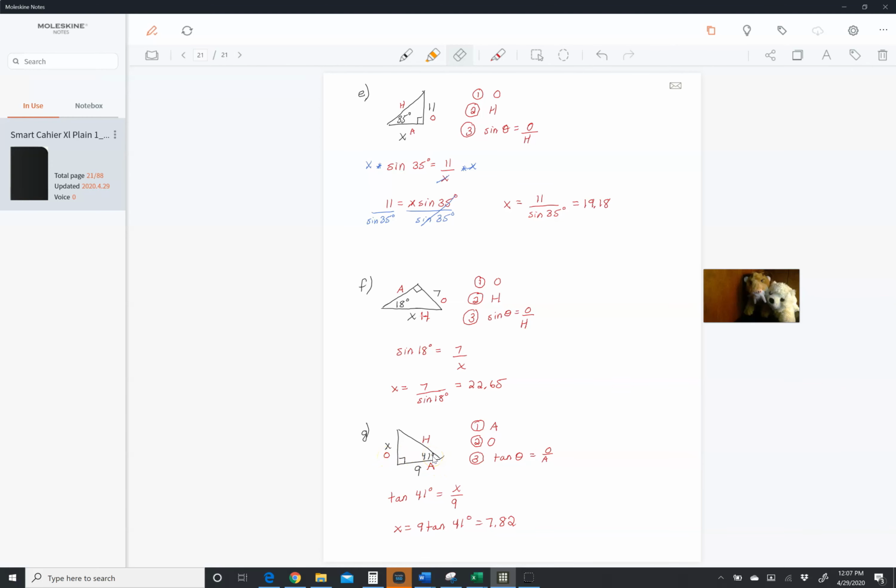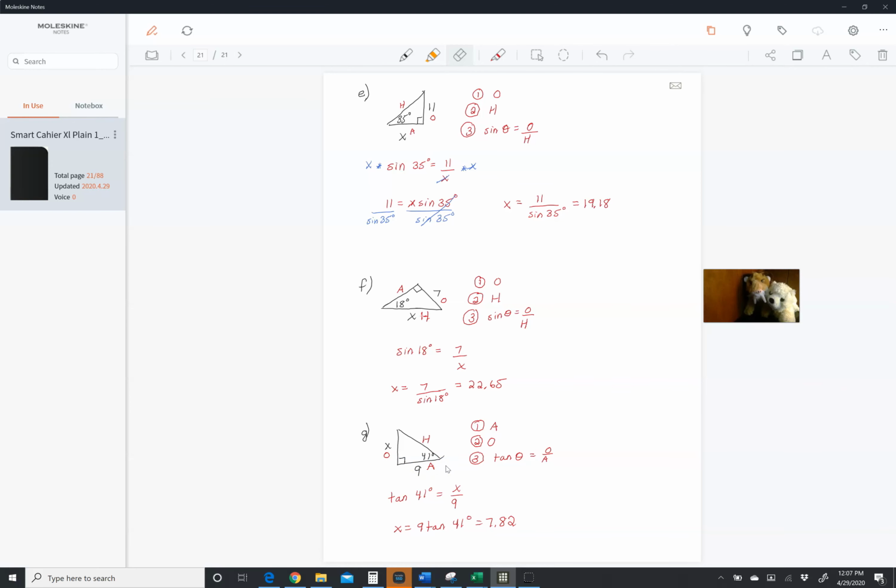And you could kind of see why that would be, that once you pass the 45 degree mark where they're equal, okay, once you pass that 45 degree mark, the opposite starts to get longer than the adjacent. And before that 45 degree mark, that opposite is smaller than the adjacent. So this is a reasonable answer. It's relatively close. That's because our angle is relatively close to 45 degrees.